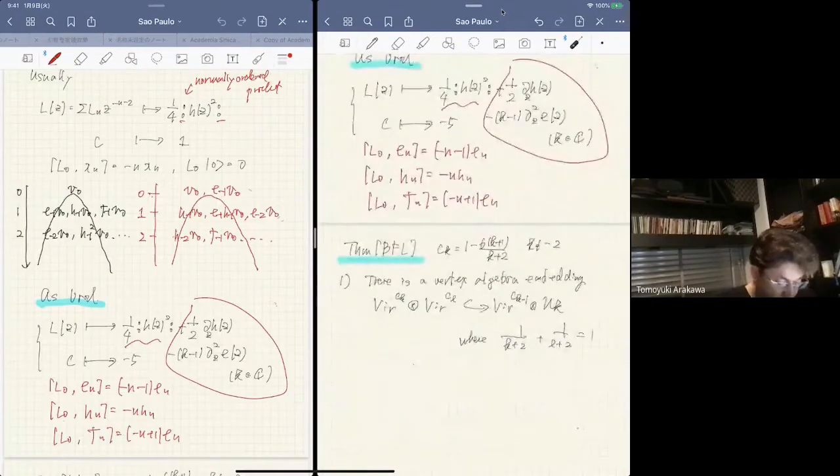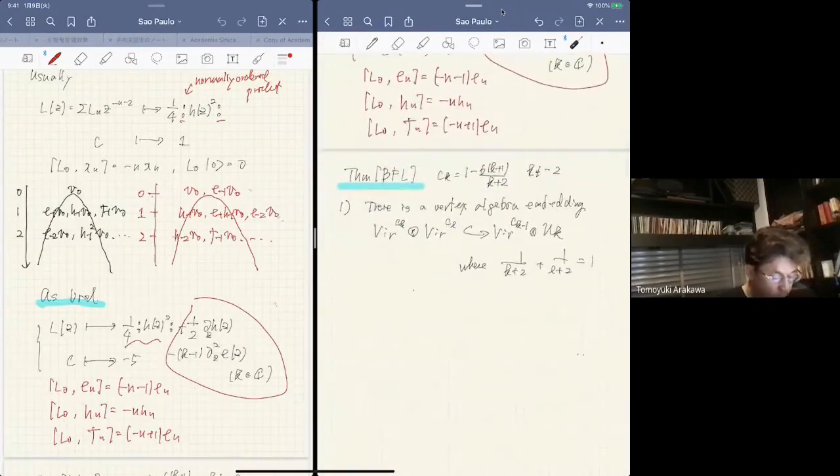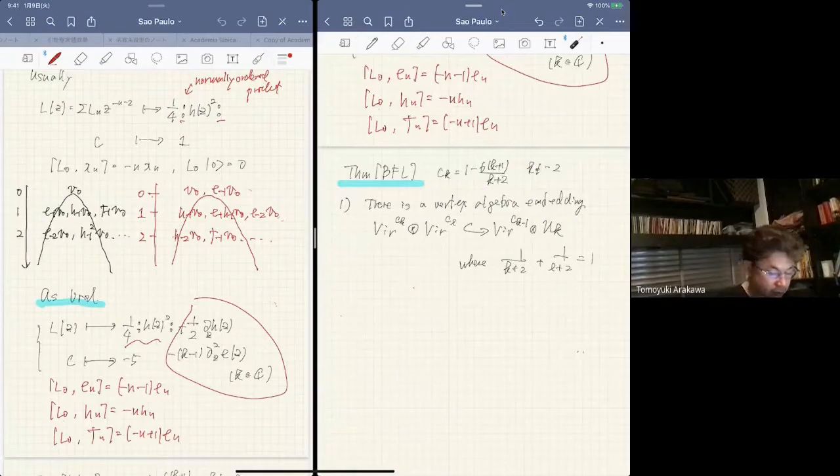The theorem is the following. Let Ck be this number, where k is some parameter which is not equal to -2, which is a critical level of SL2. The claim is that there is a vertex algebra embedding from two copies of the Virasoro vertex algebra.